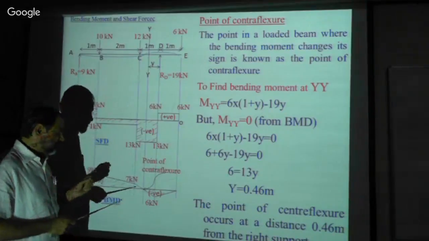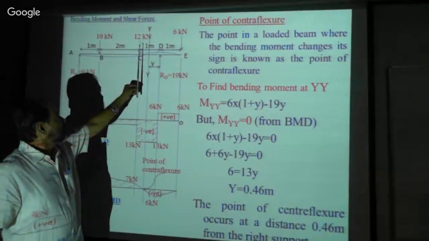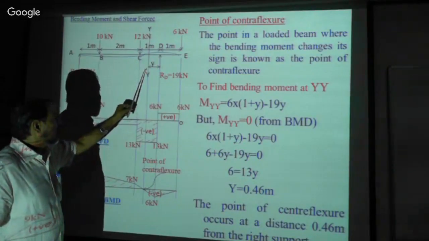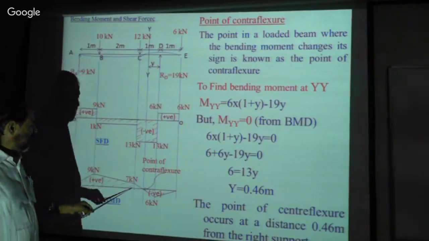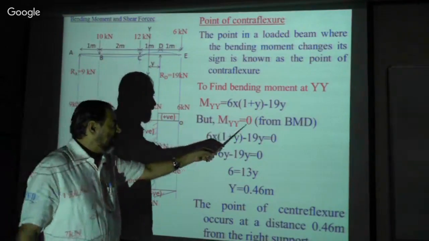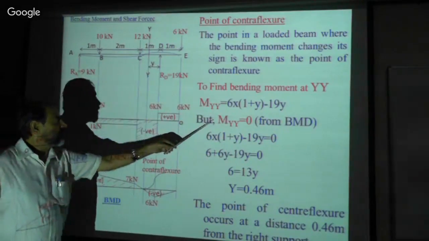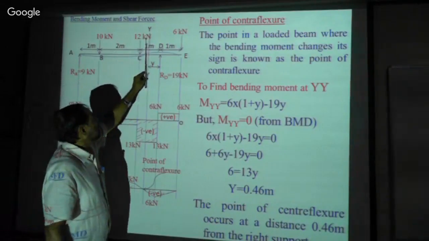Now to find this out, already we have marked, it is at section YY, at a distance Y from D, the bending moment is equal to zero. See? Therefore, from the bending moment diagram, bending moment at YY is equal to zero. Now let us calculate the bending moment at this point.